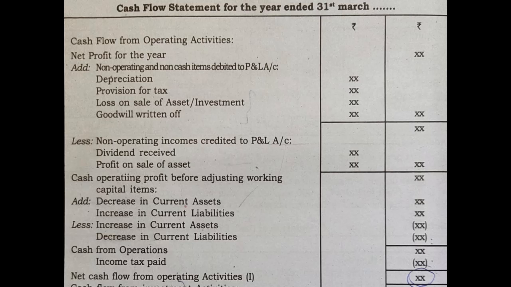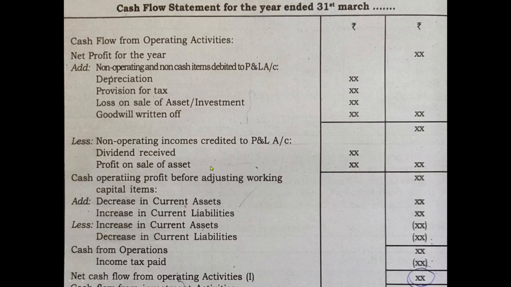Now we have to find investing as well as financing. We will discuss that part in the next session. For the time being, we will be discussing cash flow from operating activity. So the format for cash flow from operating activity is almost like this. Sometimes you may come across a question where you need to find out only the cash from operating activities. Under such cases, you need to follow this format and give the title as cash flow from operating activity.